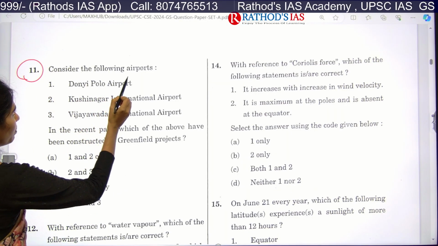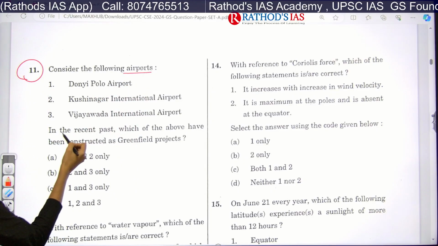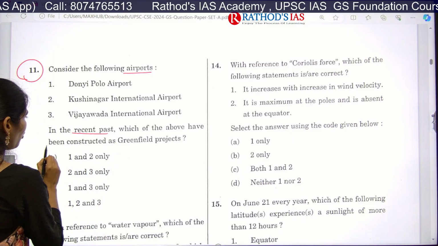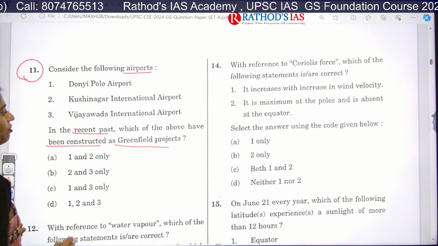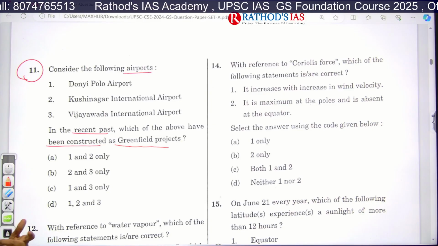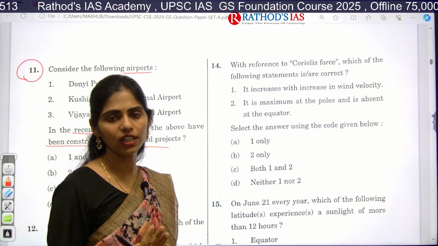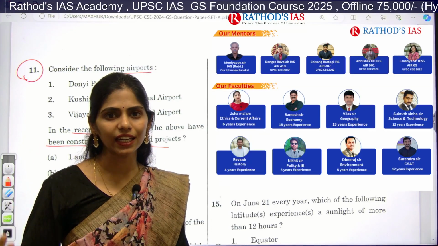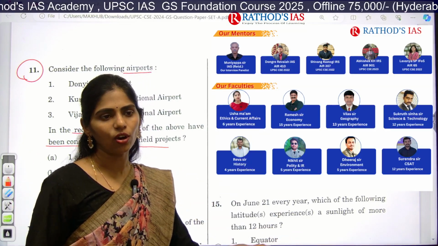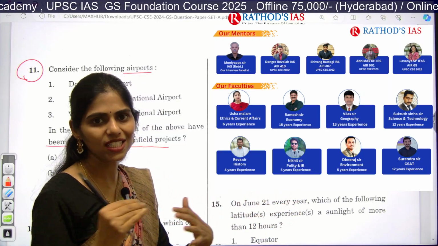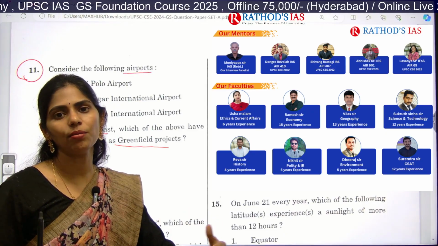Consider the following airports. They gave 3 airports and asked which of the above have been constructed as greenfield projects in the recent past. In infrastructure projects you will be studying about brownfield and greenfield. Greenfield projects are entirely new, and brownfield projects are already there but are going for renovation. So that is the difference between greenfield and brownfield.